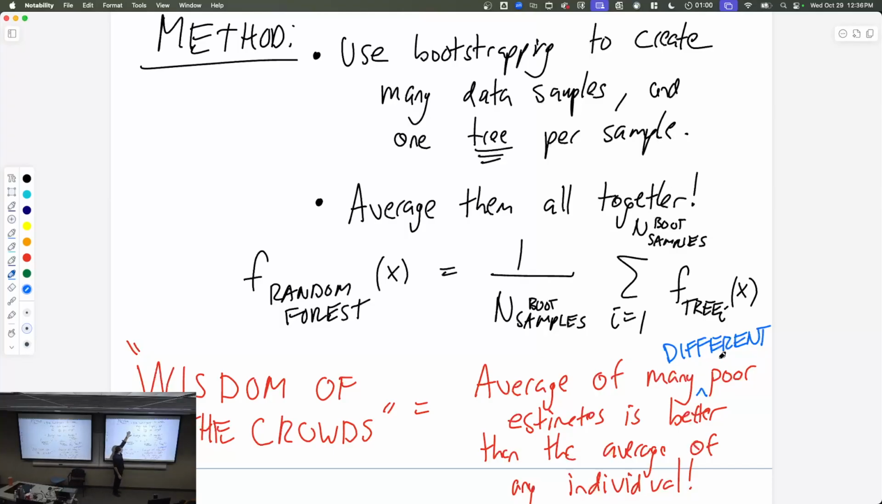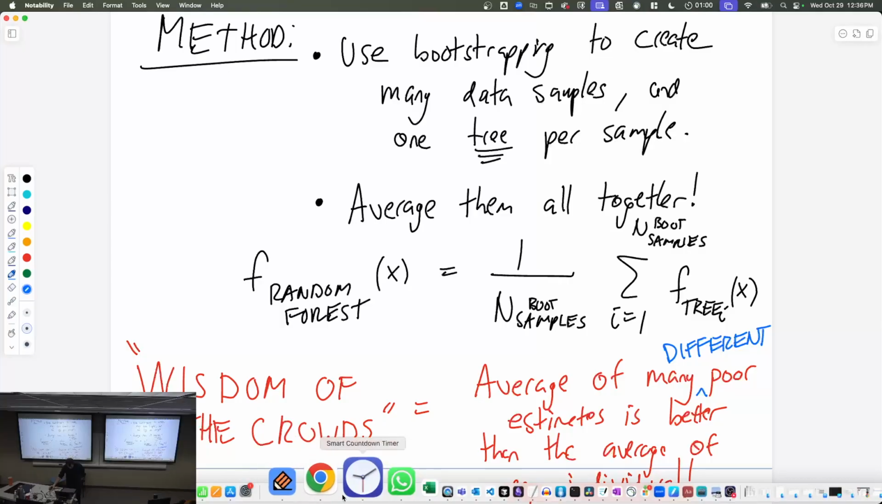The fact that these are bootstrapped is absolutely key to this method, because it means that the trees are all pretty different. And when the trees are different, then we can sort of get this wisdom of the crowds benefit, where even though every individual tree is kind of wrong, when we average them together, they get a little bit better. And I have some examples.